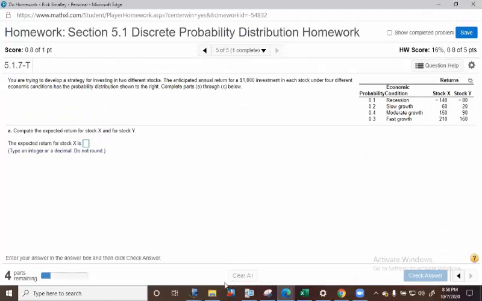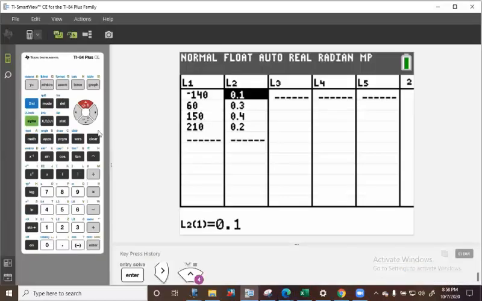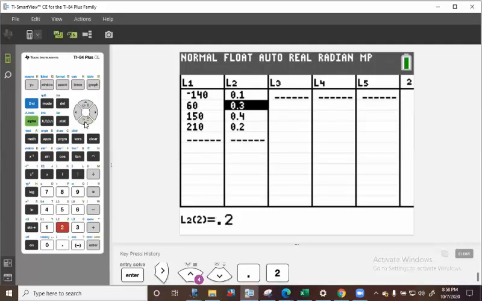Point 1, point 2, point 4, point 3. Point 1, point 2, point 4, point 3.